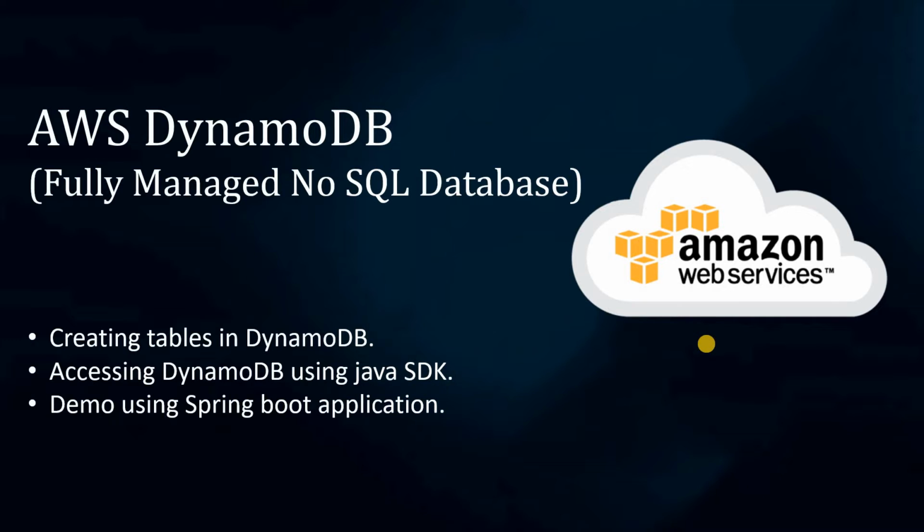My name is Tapas, and in this video we are going to talk about AWS DynamoDB and how to connect to AWS DynamoDB using the Java SDK. So basically, we'll be going through how to create one table in DynamoDB, then how we access DynamoDB using the Java SDK, and this Java SDK will integrate with our Spring Boot application, and we'll go through one demo. Okay, so let's get started quickly.